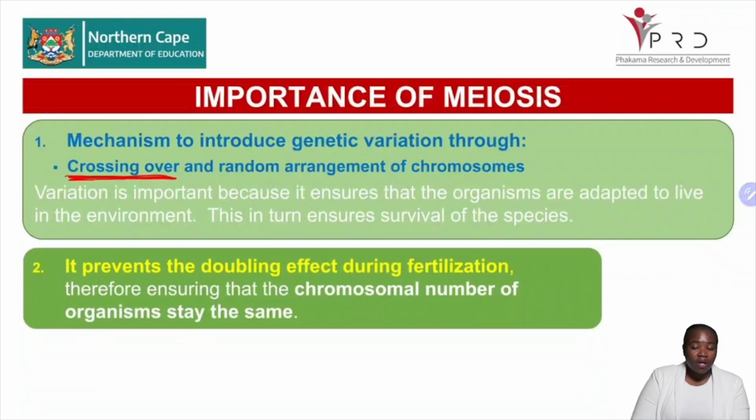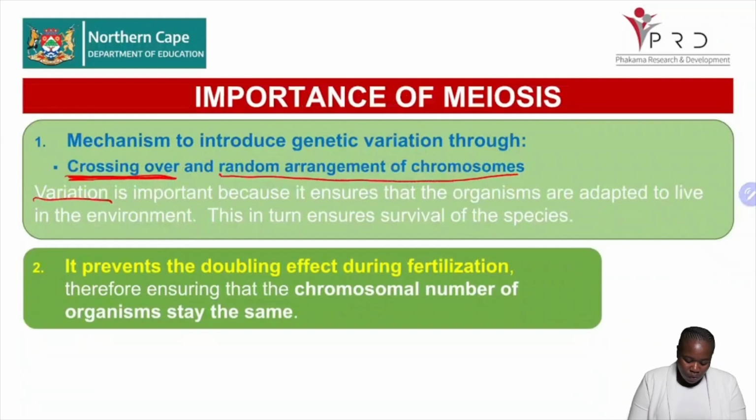During crossing over of the chromatids of the homologous pair of chromosomes, they exchange genetic material, meaning that the original chromosomes are changed after crossing over. And then the random arrangement of chromosomes at the equator. We're also going to look at that when we look at metaphase. This takes place during metaphase. Remember, variation is important because it makes sure that the organisms of the same species are able to survive when the environmental conditions are changing, right? And to prevent things such as extinction of the species.